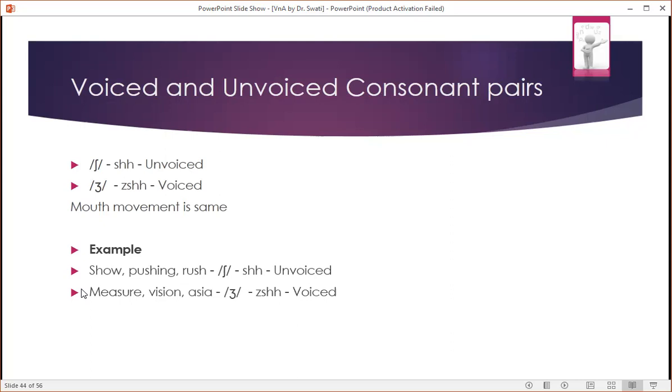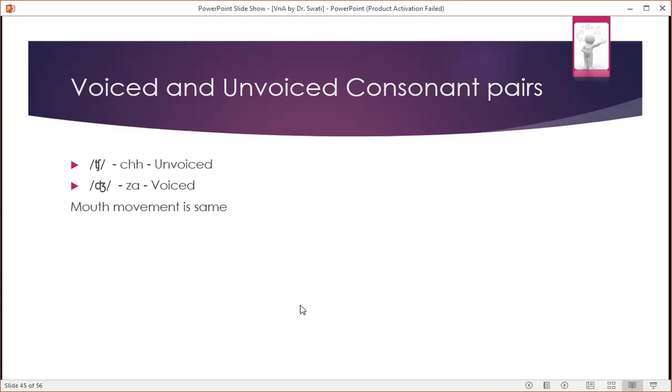But if you see these examples, the sound is different: measure, vision, Asia. The Z and SH are combined and giving this sound. Measure, vision, Asia. Okay, so this is a pair. We have more pairs.